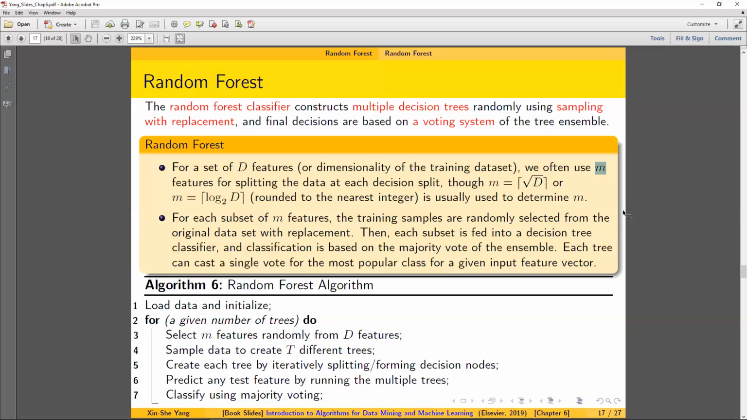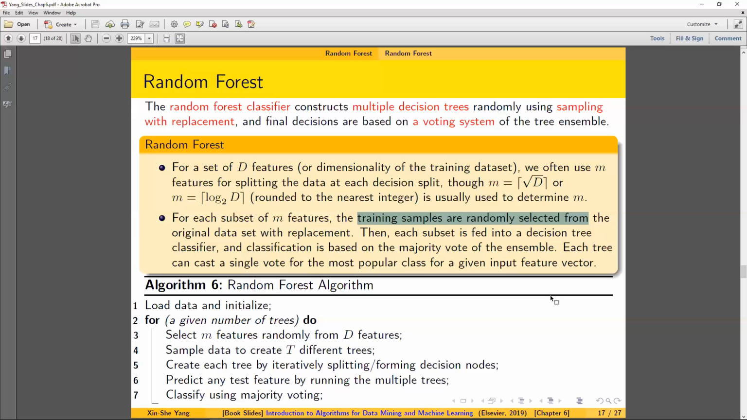Also, among these M features, the training samples are randomly selected from the original data set with replacement as well. Then each subset is fed into the decision tree classification, and classification is based on the majority vote of the ensemble. Each tree can cast a single vote for the most popular class for an input feature vector for one specific observation, so at the end of the day, you would have a vote for each individual observation. In other words, you would have a classification for each of the observations.